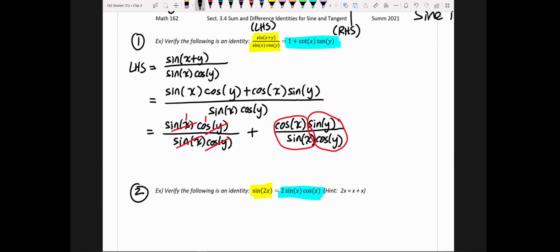Okay. The first term simplifies to 1. Second term, c over s is cotan. Input is x. S over c is tan. Input is y. So the left side is equivalent to the right side, which means we've completed the proof.